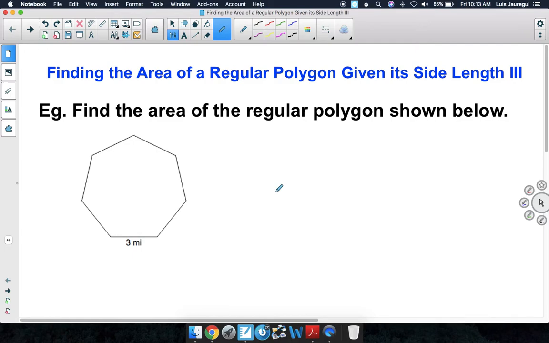Welcome. In this video, we'll be finding the area of a regular polygon given its side length, part 3. Let's take a look at our example. Example: find the area of the regular polygon shown below. Let's take a look at what we're given.